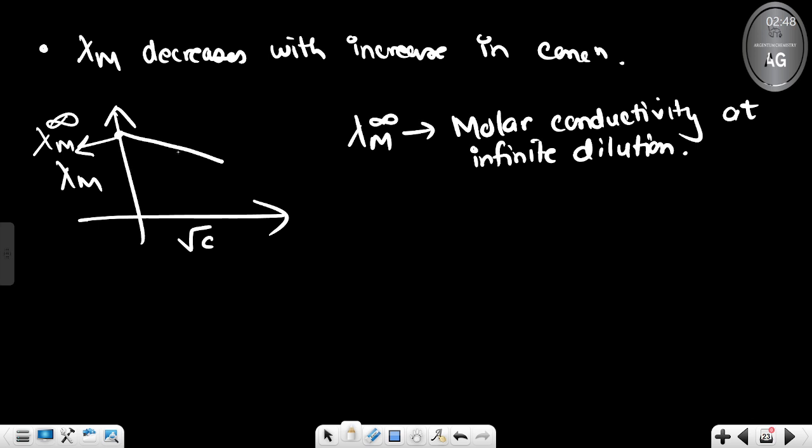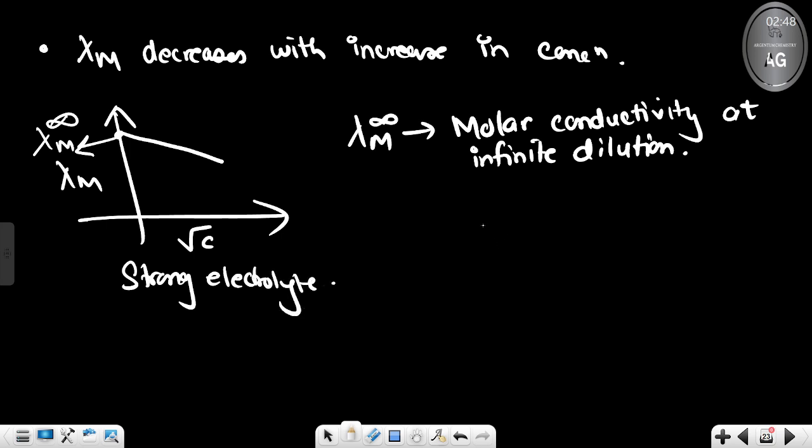That is this point. When we are extending this line behind to the point, then we are getting a value, that is the delta M, that is the delta M infinity. Clear? So this is the graph of a strong electrolyte. If it is a strong electrolyte, then the graph will go like this.